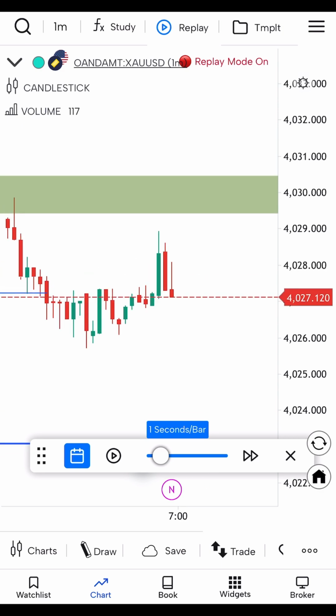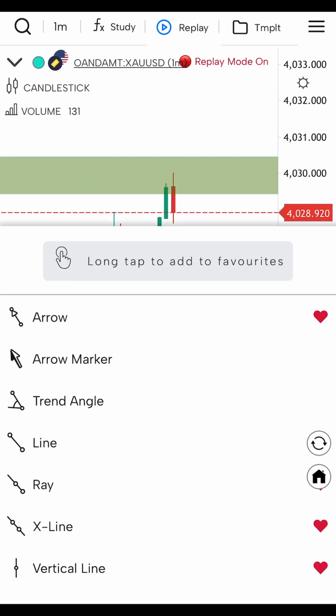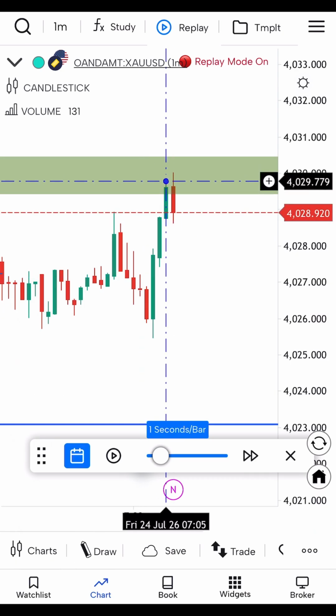But it's all about letting the market tell you the story and lead you. Don't try to fight the market. Let's play it back and see what happens. Okay, now we have a pretty aggressive move into that order block.